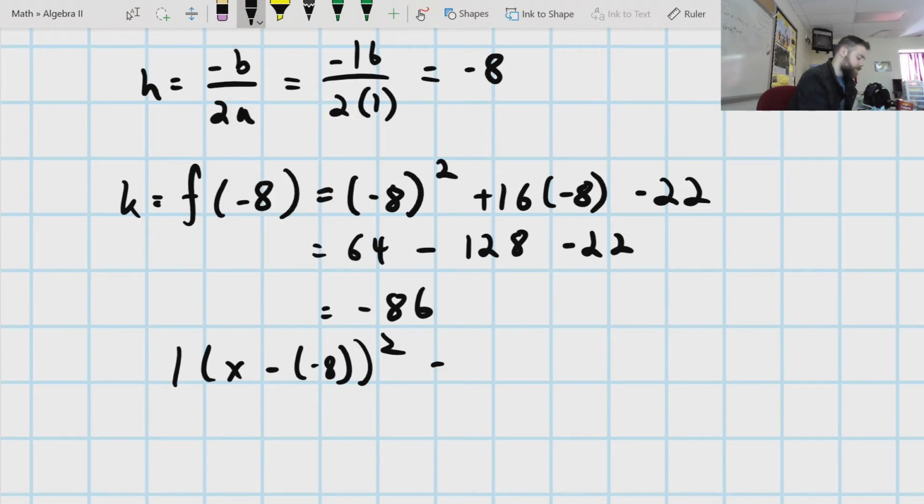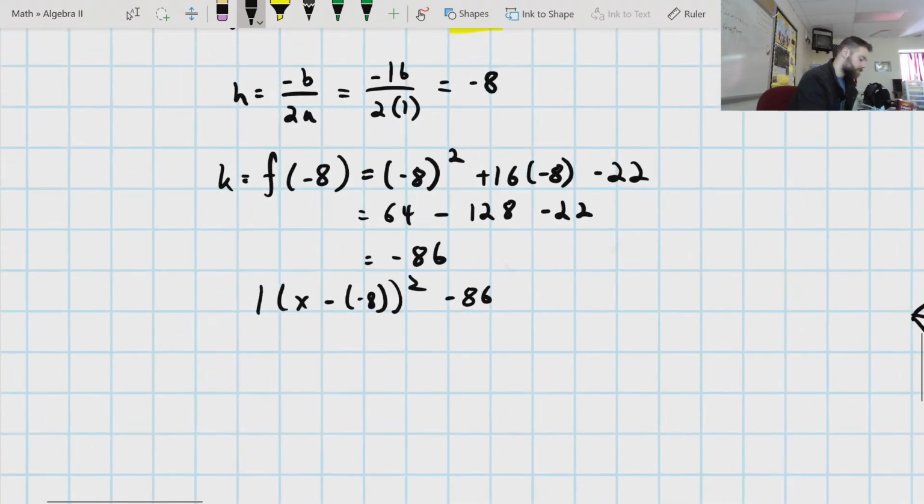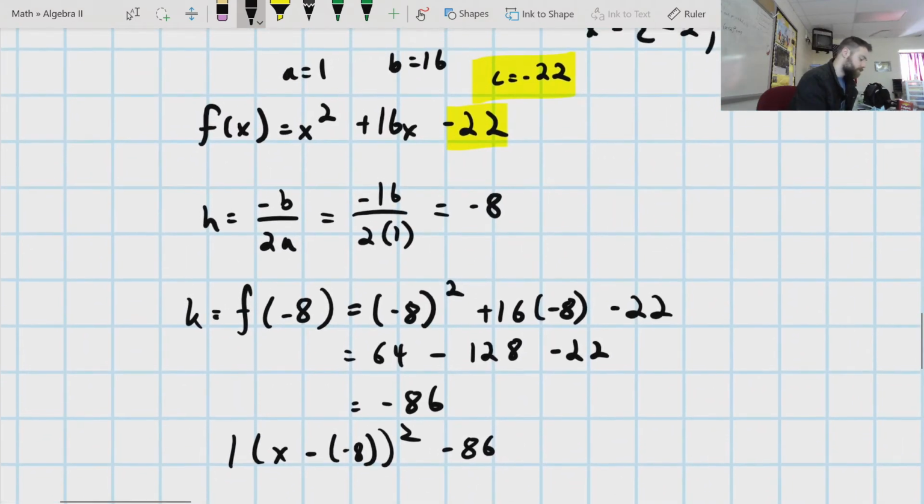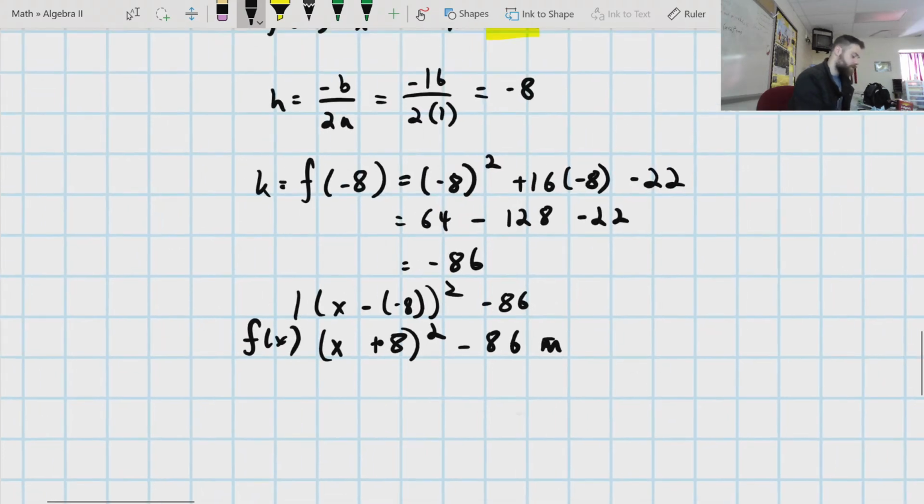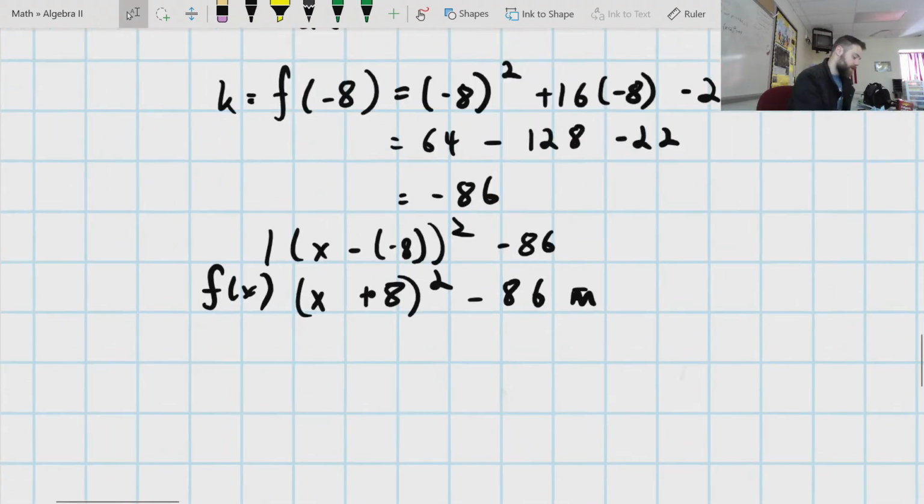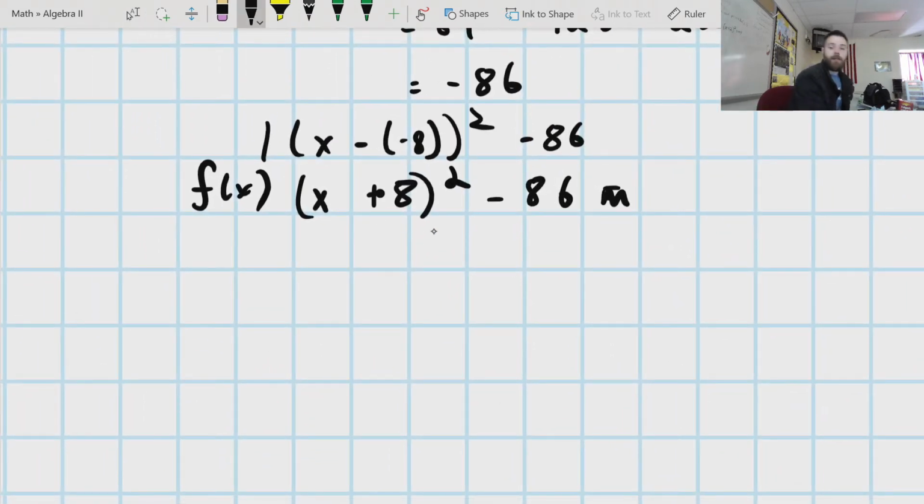And then my k value is negative 86. So (x + 8)² − 86 = f(x). So that's f of x. And so, right, I've got this shifts left 8. So left 8. So my vertex is negative 8, negative 86.